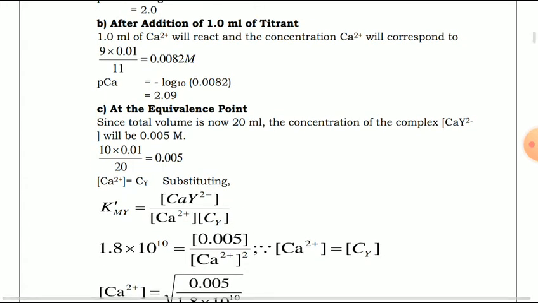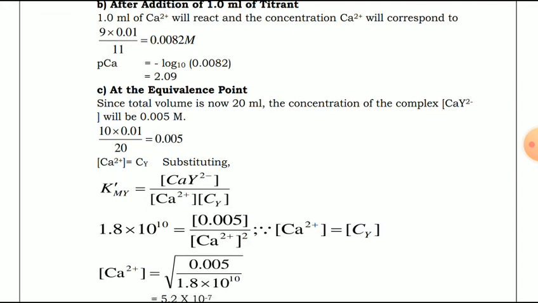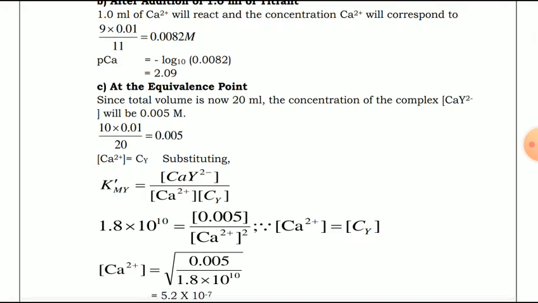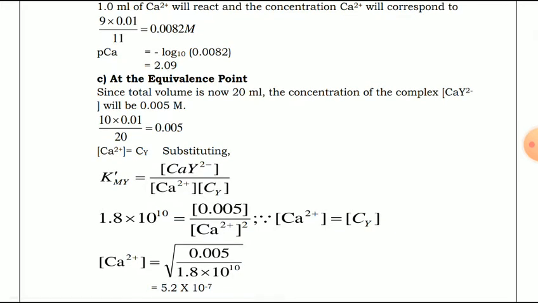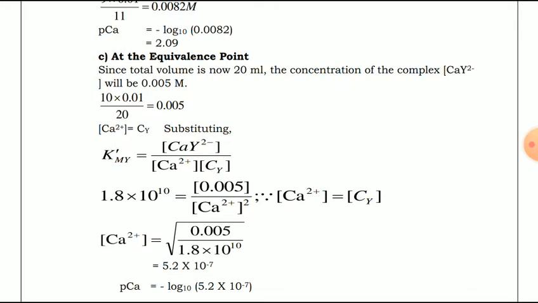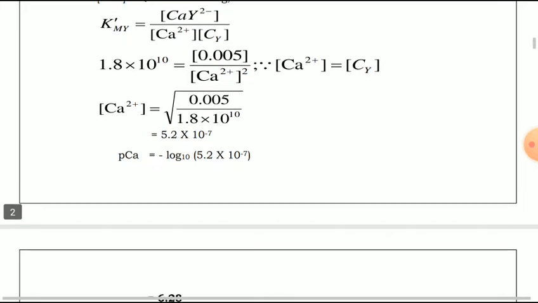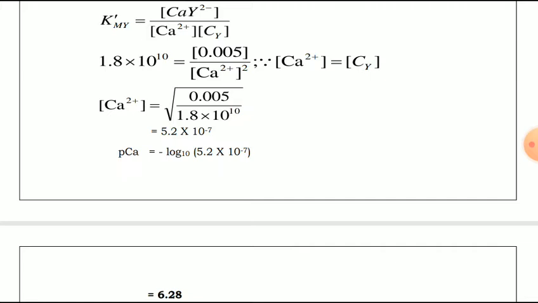When we calculate calcium 2+ ion, the whole term will be under the root, that is 0.005 upon 1.8 into 10 raised to 10. When we calculate this square root, we will get 5.2 into 10 raised to minus 7. That will be the value of the concentration of calcium 2+ ion. Then pCa is equal to minus log of 5.2 into 10 raised to minus 7. When we calculate that value, we will get pCa equal to 6.28. This is the pCa value at the equivalence point of the titration.